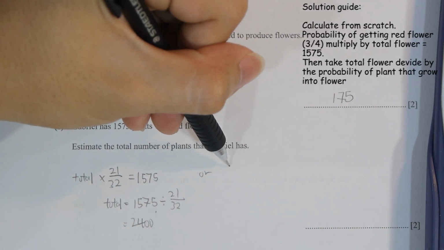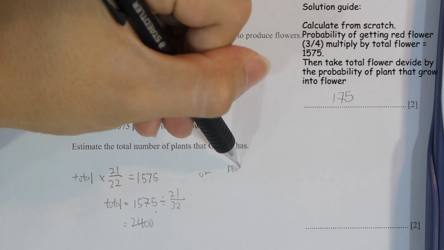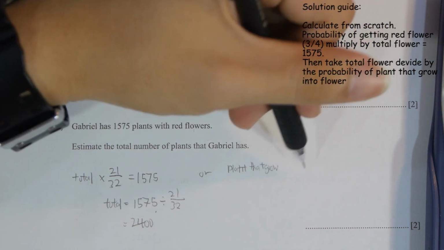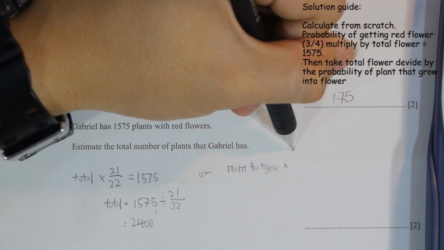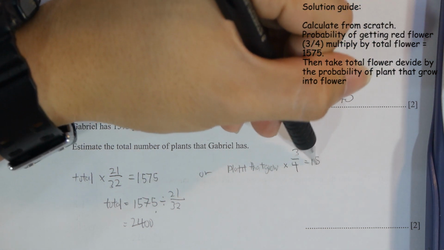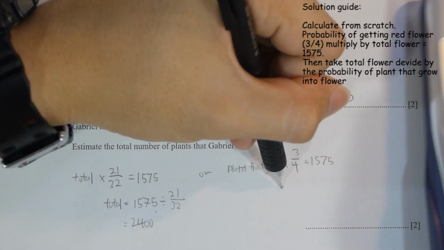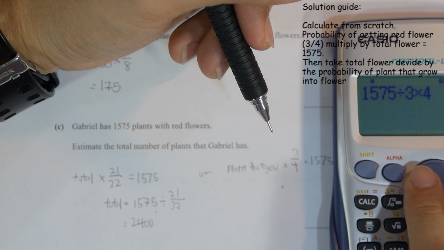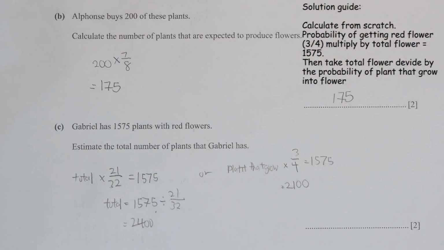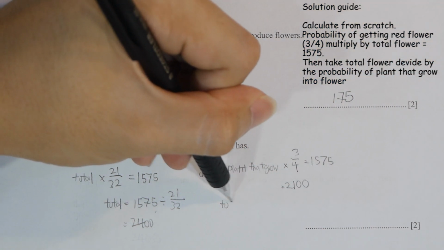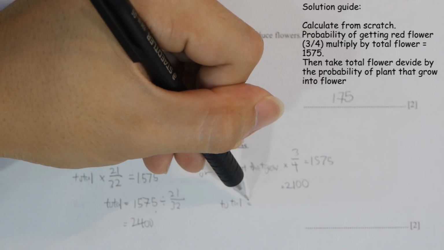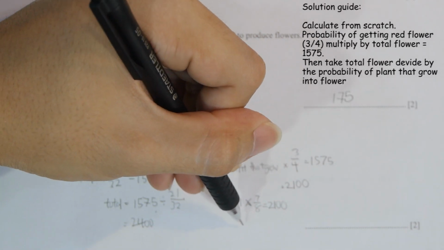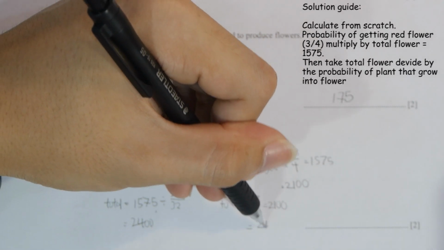Alternatively, you can calculate it this way by taking plants that grew, multiply by 3 over 4 equals 1575. Then you'll be able to get 2100. But that's not the end, because 2100 is actually 7 over 8 of the plants Gabriel has bought. So you need to take 2100 divided by 7 over 8 and you will get 2400.